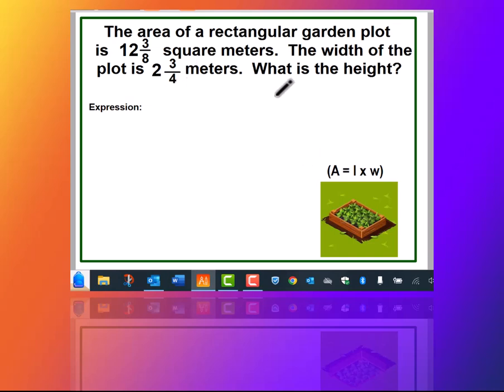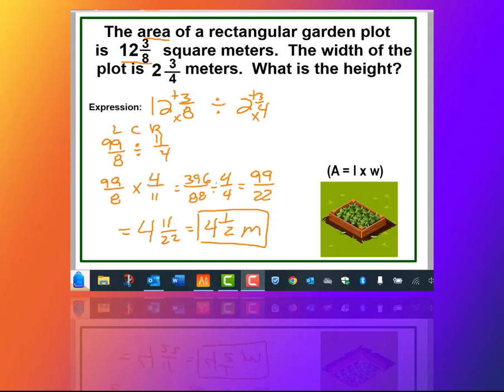So you're going to take the total area, which it tells us is 12 3/8, and we're going to divide that by the dimension we know. We know the width, 2 3/4. So there's your expression. And now you're ready to solve it. Go ahead, pause the video, solve it, come back and check your answer. Okay, let's see how you did.